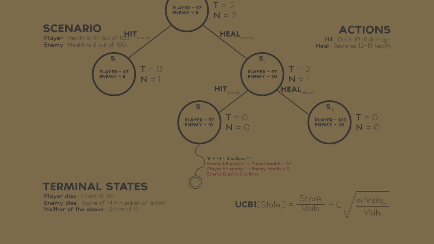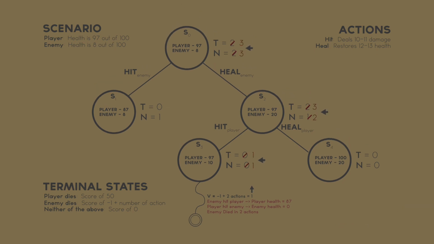Enemy goes first during the rollout phase this time, since it's the player's perspective. Enemy hits the player, resulting in the player health being 87. The player hits the enemy, resulting in the enemy dying. 2 actions took place, so the rollout value is 1 and is backpropagated.